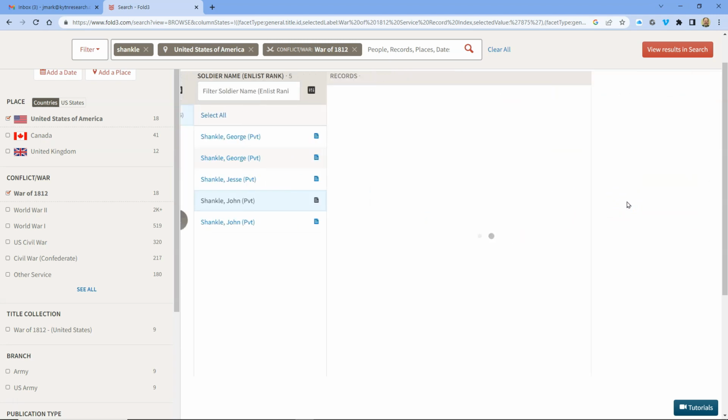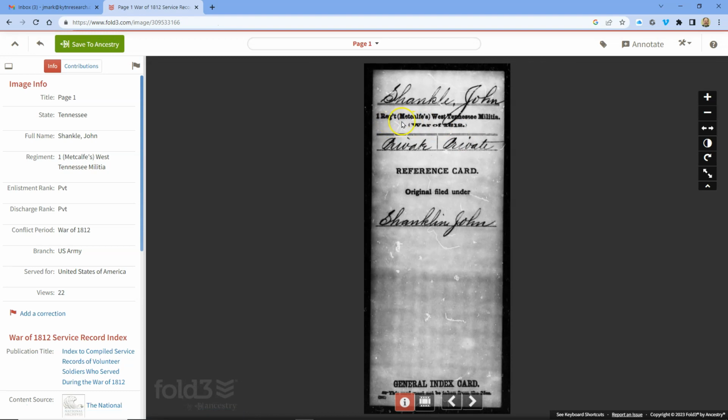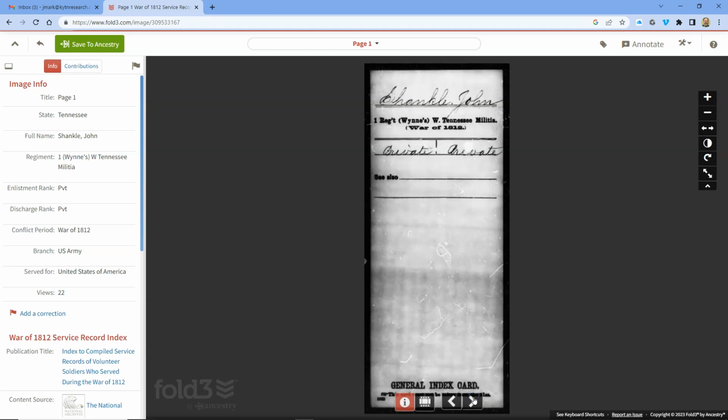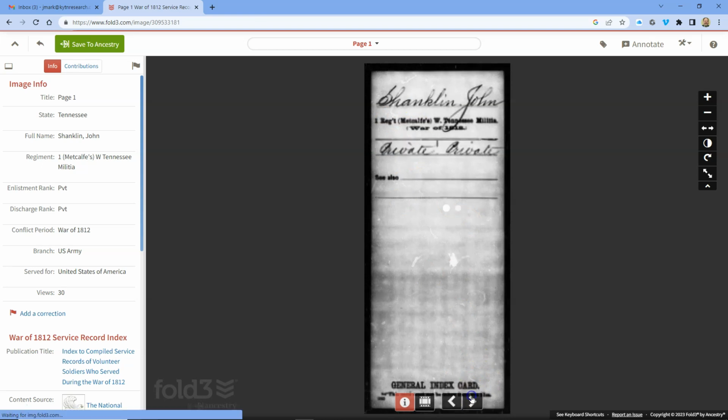So there is the first John, private, and I'm going to look at the record, and it indicates that he was in the Metcalf's West Tennessee Militia, a private. Okay? And that should be a card by itself. Now, there's another John Shankle that's in Wynn's West Tennessee Militia. They could be the same person, but there's the one for Metcalf, okay?